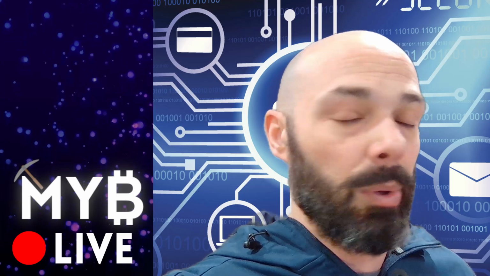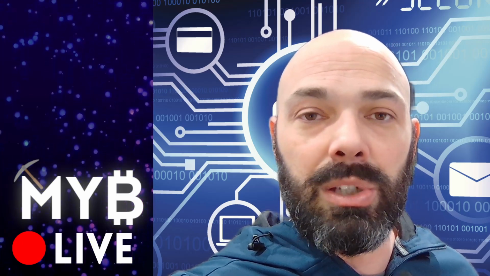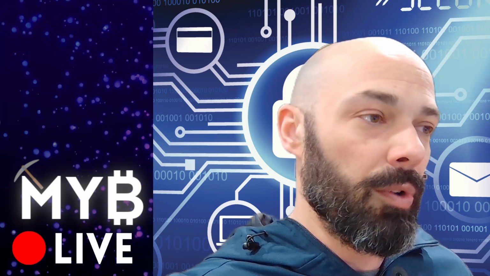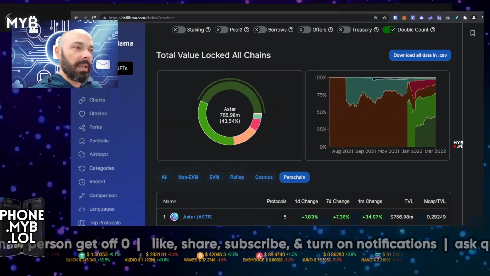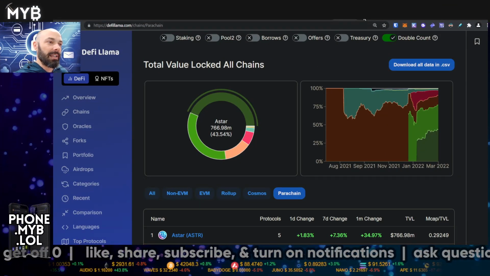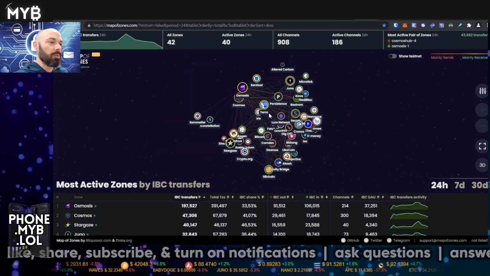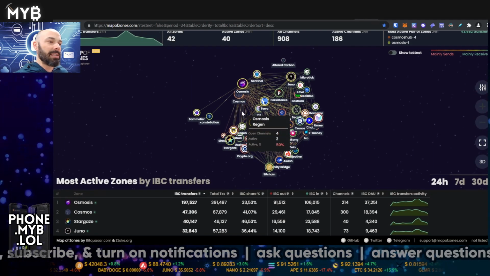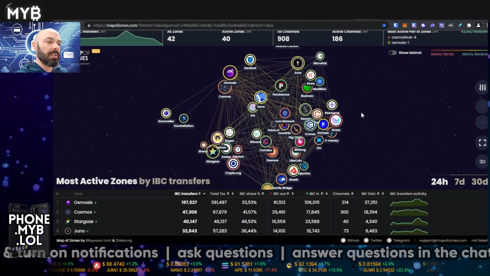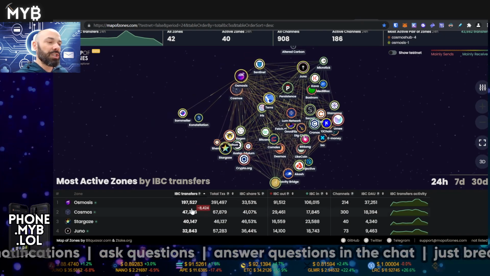So I think we are going to start putting some of these parachains into a custom portfolio tracker over on CoinGecko. Speaking of which, let's move out of the DeFi Llama overview. Take a look at Map of Zones. This is going to tell us more about that IBC ecosystem. Remember, this is just another data point, just another tool. Shows us roughly the on-chain activity over here.